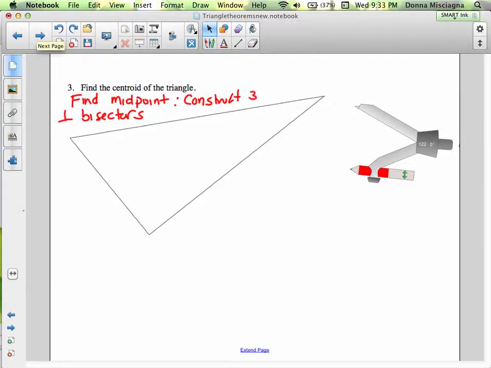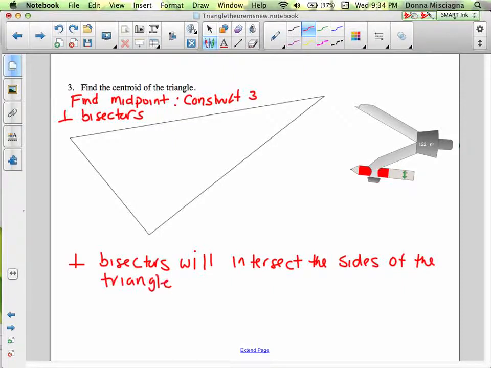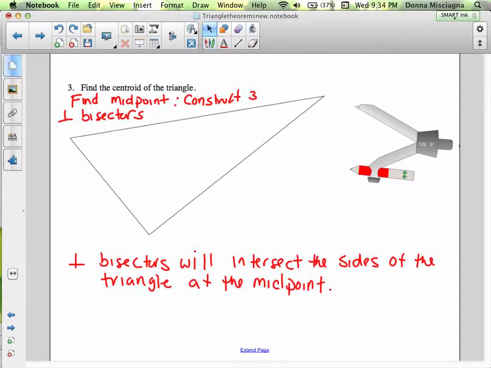Those perpendicular bisectors will intersect the sides of the triangle at the midpoint. And actually this wouldn't be too difficult for you to do. I did it color-coded, makes it a little prettier, but you can do it with anything, especially, and the bigger your triangle is, the easier this is actually.